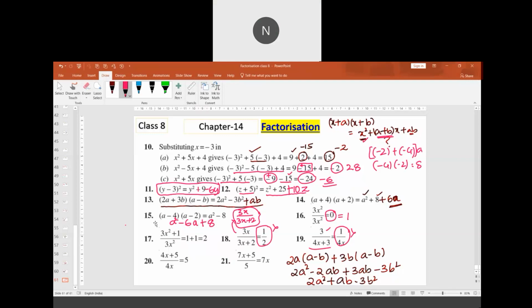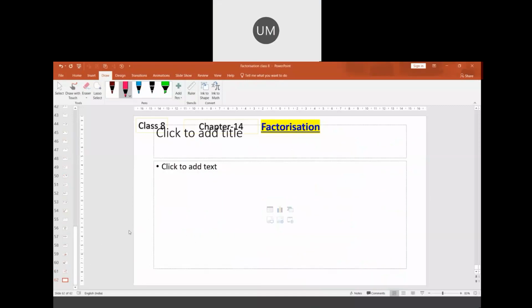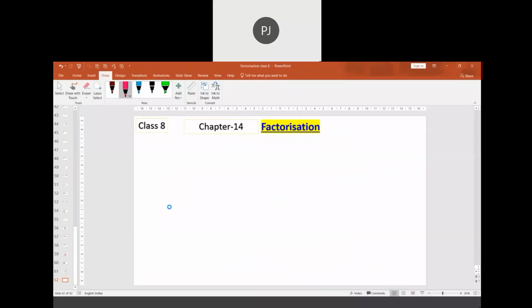Sir, we can cancel 3x squared from above and below, and it will become 1 plus 1 by 1. Yes, sir. We can cancel, so we get a product of 1. Wait. 1 plus 1 should be in the numerator, then only. Sir, 3x squared should be taken common. See, I have taken the question here.